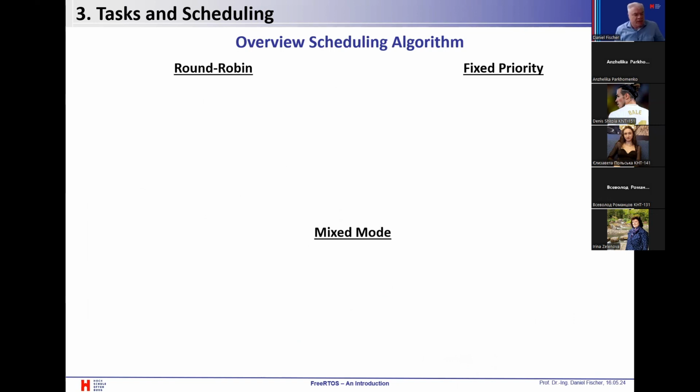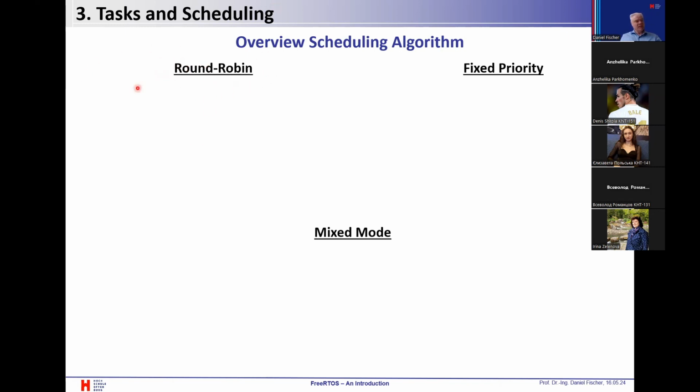Each of these real-time operating systems offers different kinds of scheduling algorithms. A scheduling algorithm is an algorithm which is used by the scheduler. This is the part of the code which decides which task is running, which task is ready, and so on.